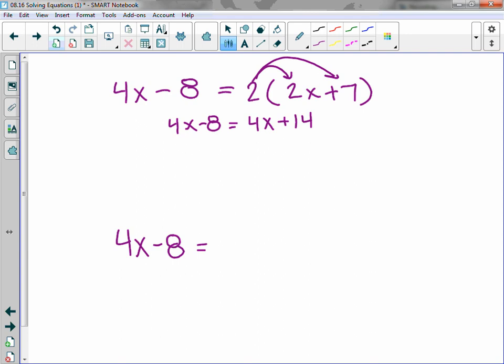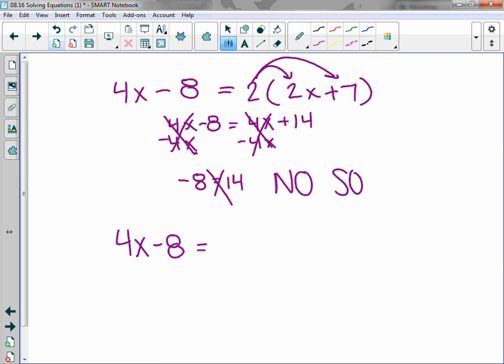Anybody notice anything funny about that? The x is not there. Okay, so if I do this, it cancels here, but it also cancels here, right? But it leaves me with negative 8 and 14. Does negative 8 equal 14? No. Will it ever equal 14? No. Has it ever equaled 14? No, never. You can't solve this. No solution.